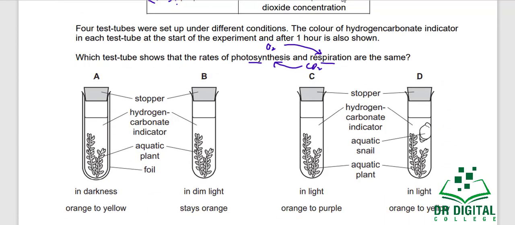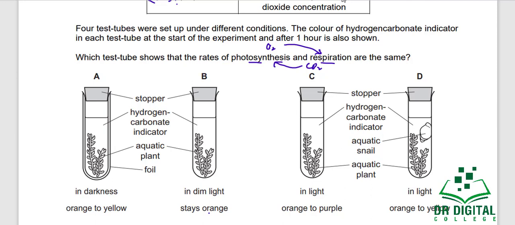So if we say that in dim light it stays orange, in darkness it will become orange to yellow. In darkness only respiration will occur and more CO2 will be there, so it will become yellow. In dim light it will stay orange because the rate of respiration is equal to the rate of photosynthesis, because at dim light a lesser level of photosynthesis will occur that equals the rate of respiration. Okay, so here it will stay orange.